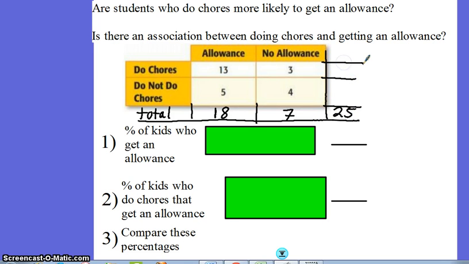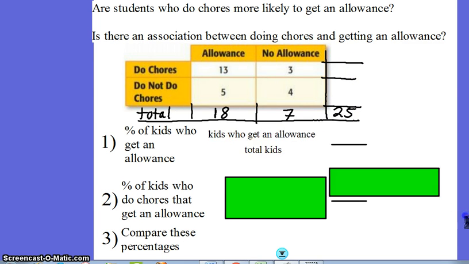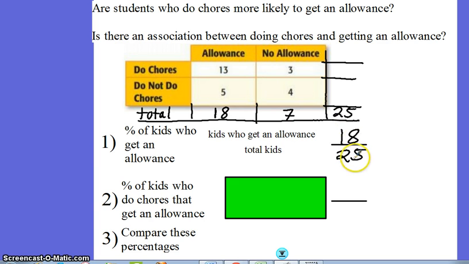But we're interested in the percentage of kids who get an allowance. So we're going to need two numbers for that. We need to know how many kids get an allowance. We need to look at all kids who get an allowance. That's 18 kids. And then we need to know the total number of kids in the survey. That's 25 kids. So here's our fraction, but we want a percentage. So we have to take 18 and divide that by 25.